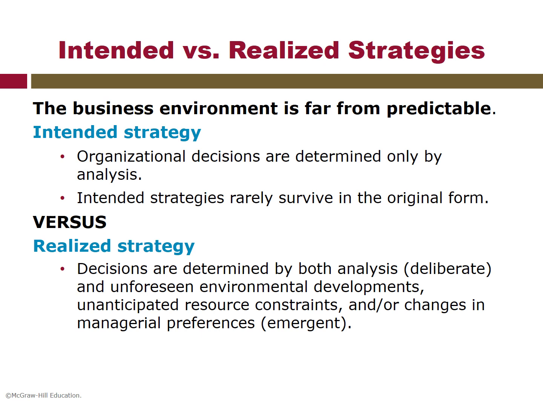In general, there are two kinds of strategies: the intended strategies and the realized strategies. Intended strategy is one in which organizational decisions are determined only by analysis. You only analyze the situation of your company. For example, Dave McConnell. Okay. Dave McConnell aspired to be a writer. When his books weren't selling, he decided to give out perfume as a gimmick.